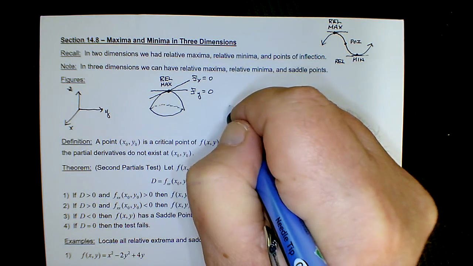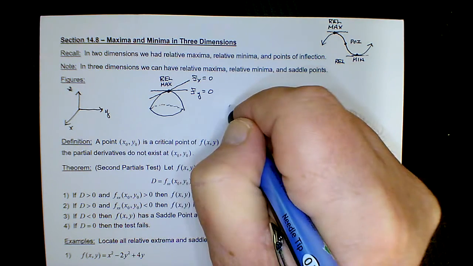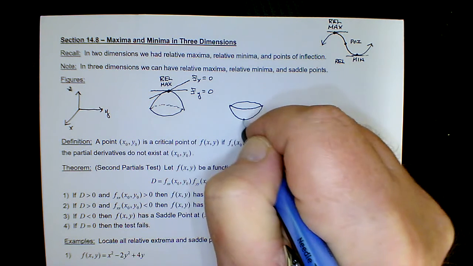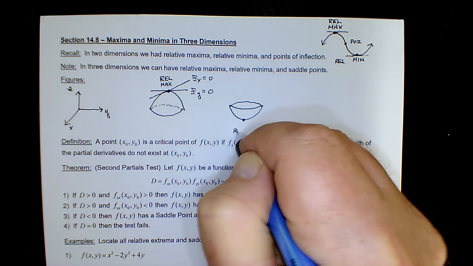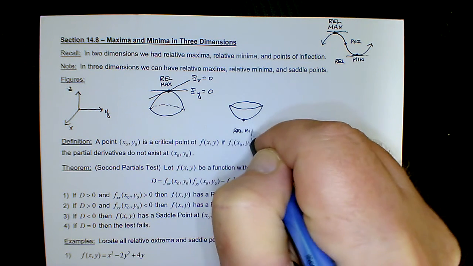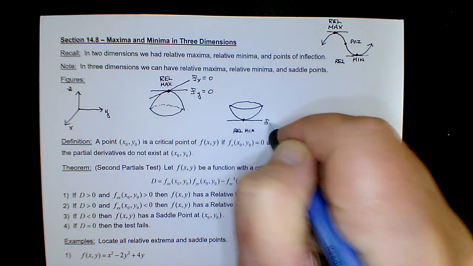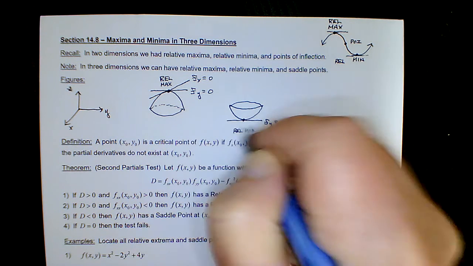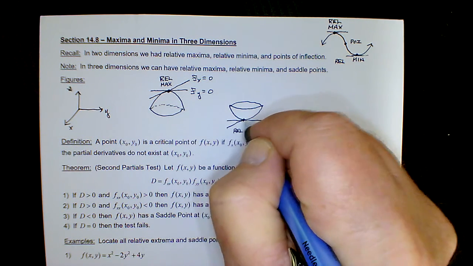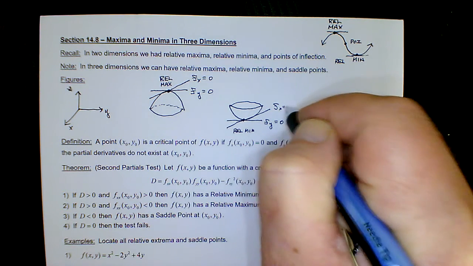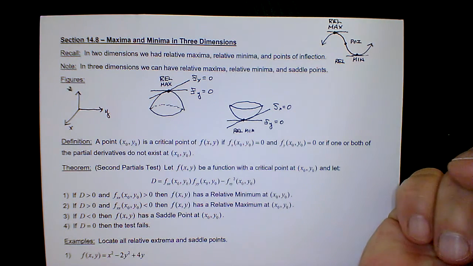And that would hold true for a relative min, pretty much the same situation, just upside down, where if you have this relative minimum, again in the y direction, the tangent line or the derivative with respect to y is 0, and in the x direction, the tangent line or derivative with respect to x is 0.